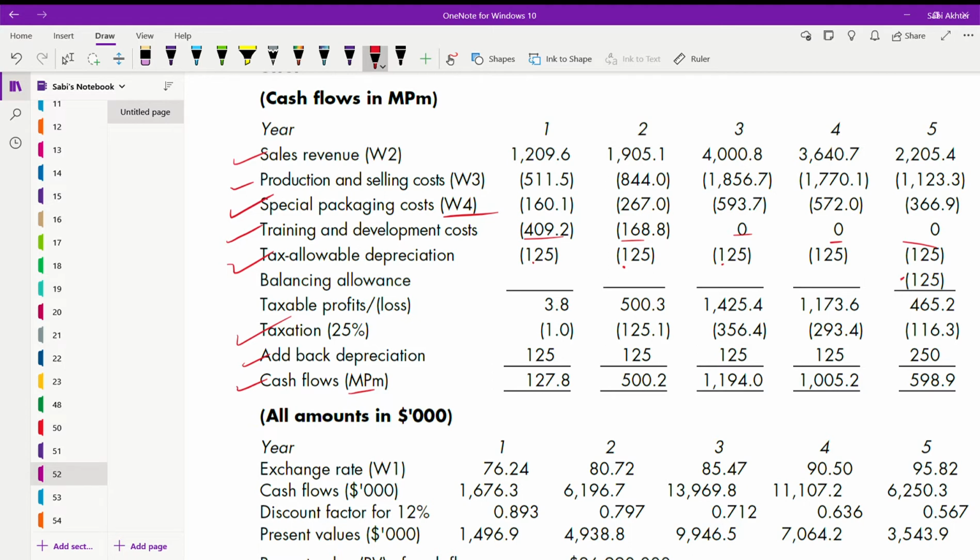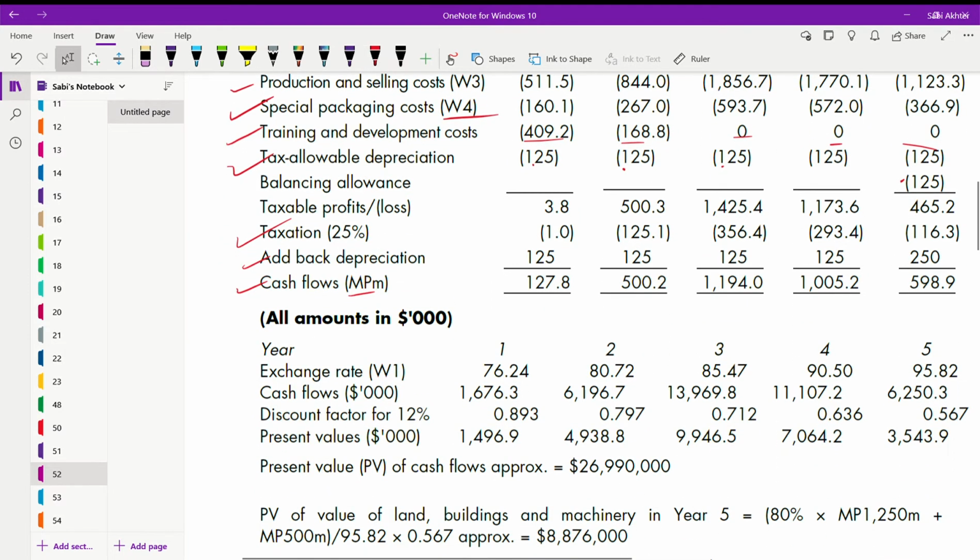Now you have to change it into dollars, so all amounts are in this one. Use the exchange rate. This exchange rate you also did in a working. You have to find the exchange rate during your working. Then convert it to cash flow, then discount it using the discount factor, and then find the present value. This is the present value.